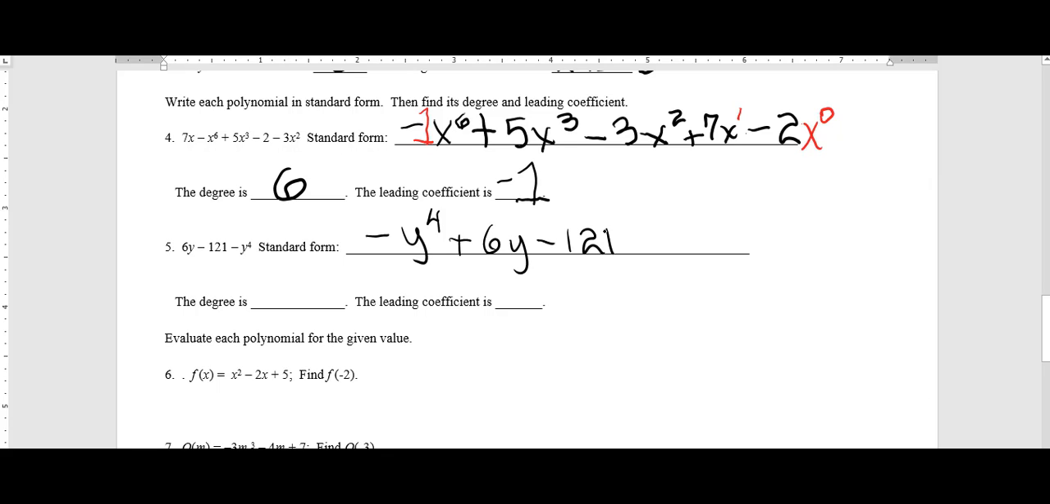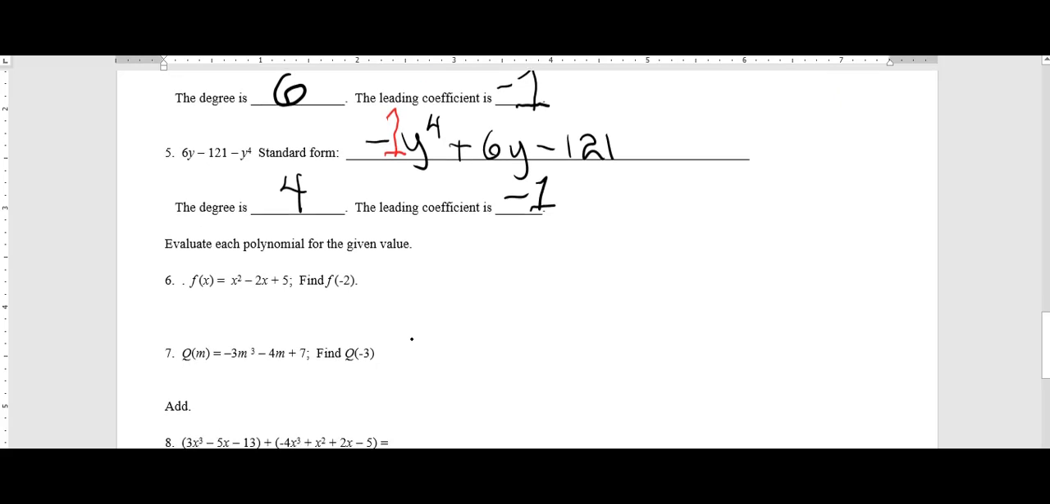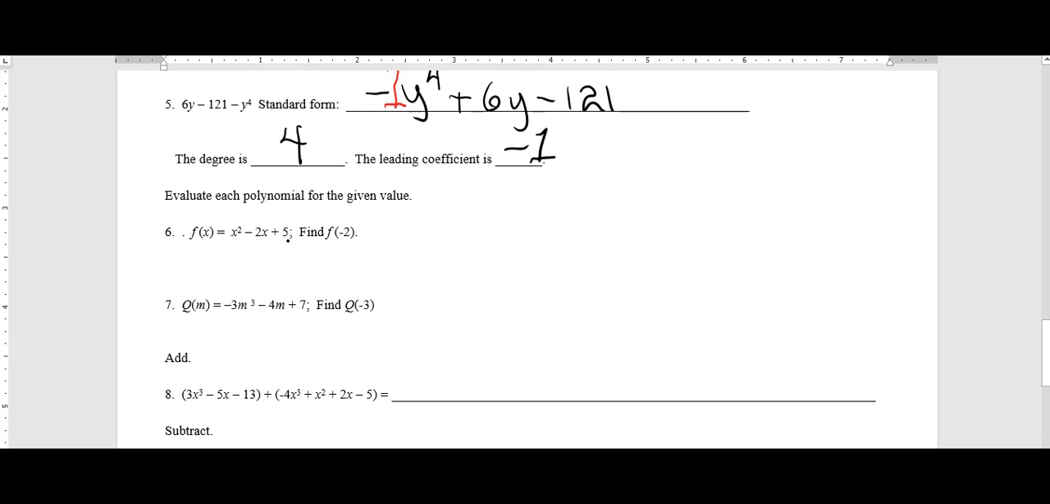The next polynomial in standard form is negative y to the 4th plus 6y minus 121. 4 is the degree. And the leading coefficient is negative 1, the coefficient of the term that's written first when my polynomial is in standard form. Now we're going to use function notation.